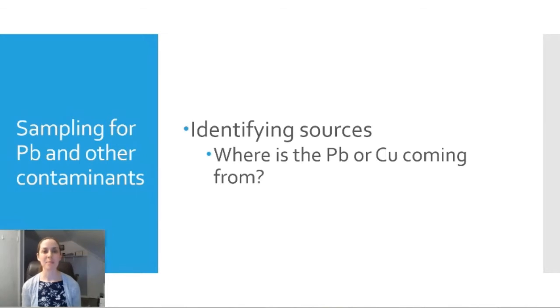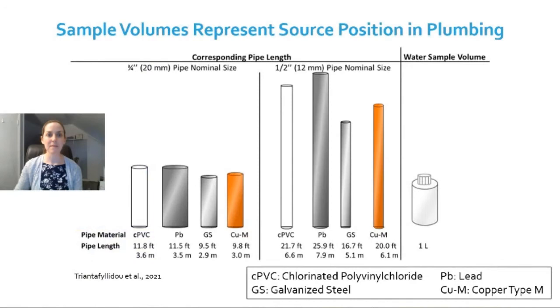Now moving into sampling, so if we want to identify the various sources of lead or copper in a premise plumbing system, there's a couple of different things that we need to keep in mind. And the first is that sample volumes represent source position in plumbing. And this is kind of the most important aspect to keep in mind when you're looking for various lead and copper sources in a premise plumbing or private well system.